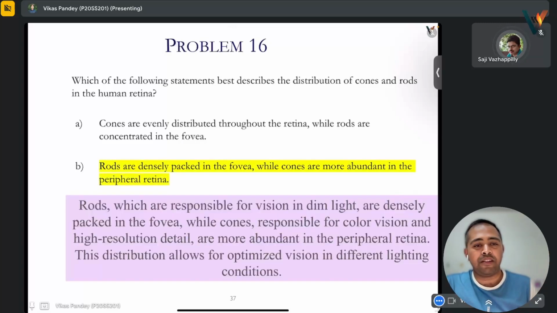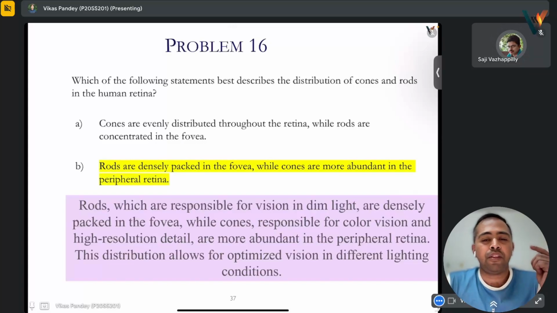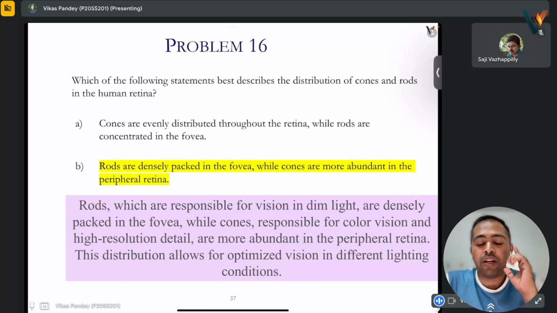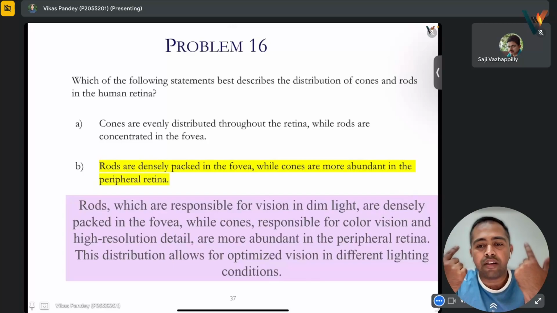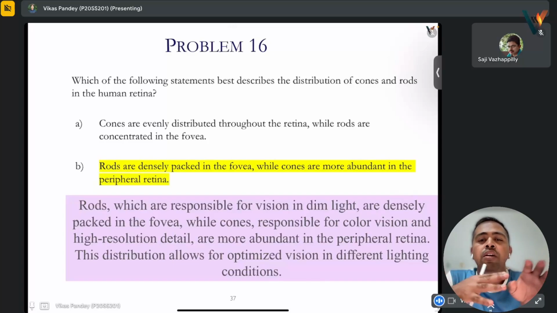Okay. It is B because rods are responsible for vision in dim light, and using rods we cannot see color. They are densely packed in the fovea area, where we say that it gives us the high quality resolution, right? While cones, which are responsible for color vision and high resolution details, are more abundant in the peripheral retina. So this allows for optimized vision in different lighting conditions.